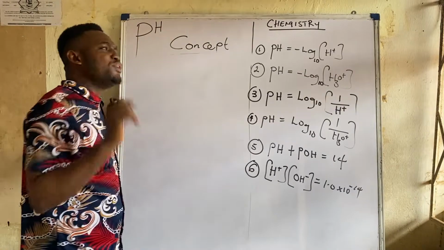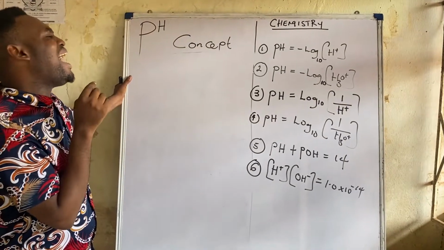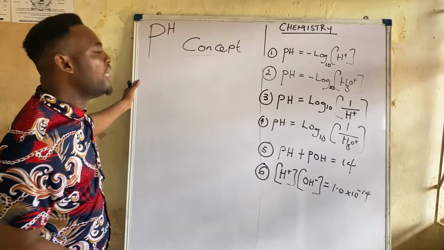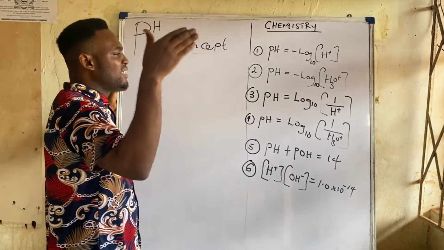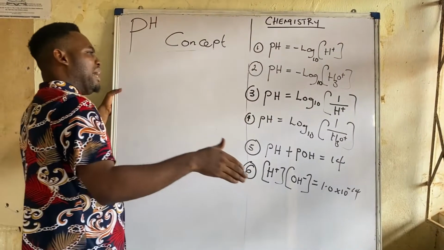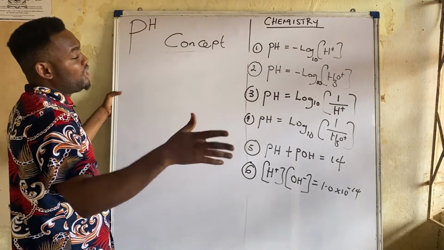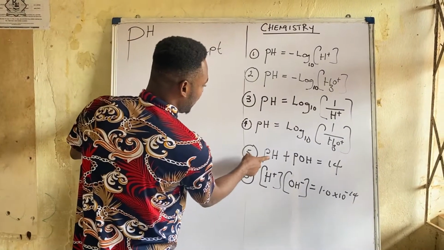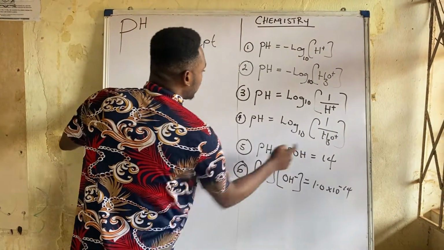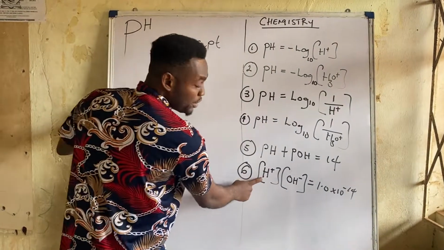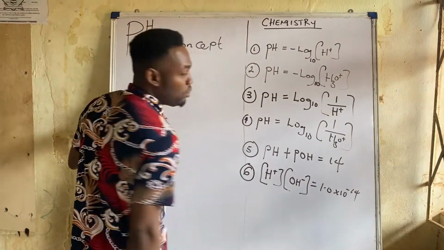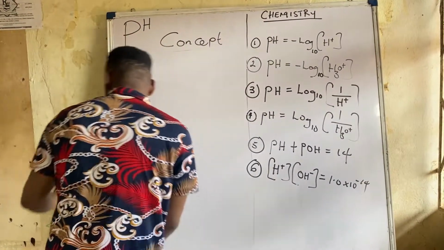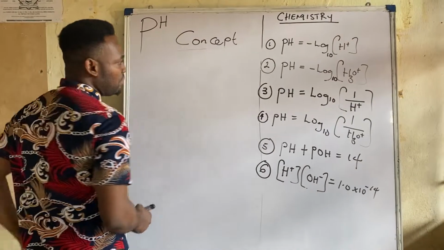It is worthy of note that some acids that have pH values also equally have pOH values. The same as bases. Bases that have OH minus values or pOH values also have pH values. And that is why we're having this formula. pH plus pOH gives us 14, while H plus and OH minus gives us 1.0 times 10 to the power of minus 14. Moving on now, let's look at this question very quickly.